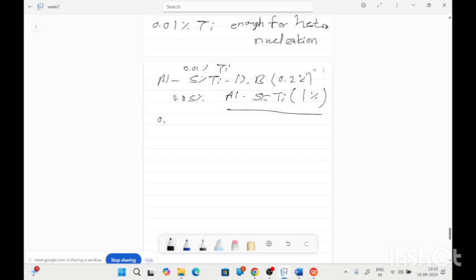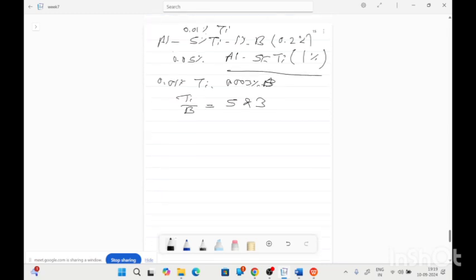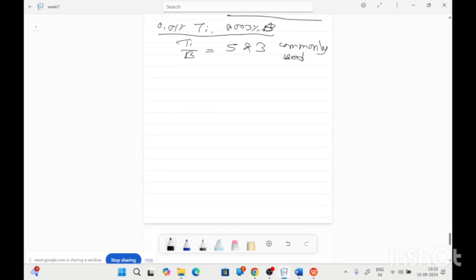And for 0.01% titanium and 0.003% boron, the titanium boron ratio should be 5 and 3. This is commonly used to achieve this concentration.